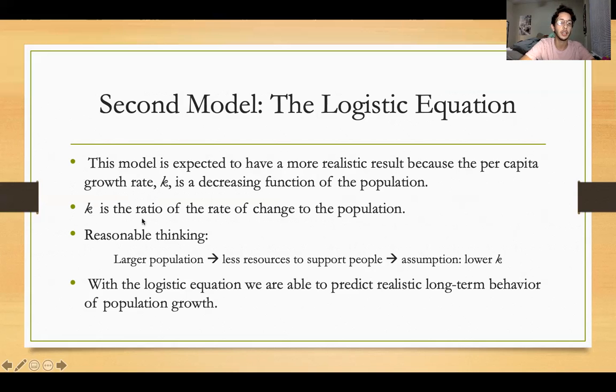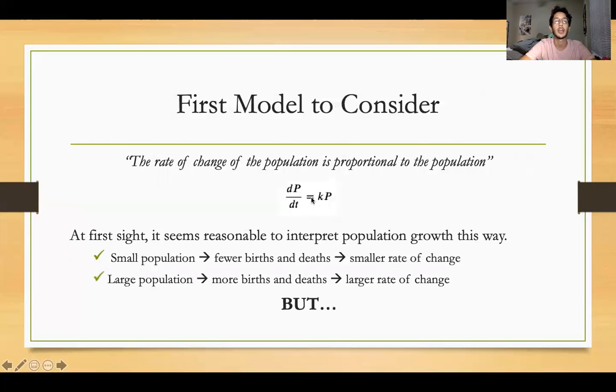The k constant is the ratio of the rate of change of the population to the population. So, as I said before, here it is considered to be constant. So the ratio will always be the same. So if the population is growing, the rate of change will be growing, and so on.